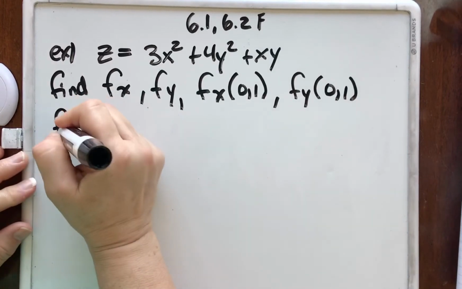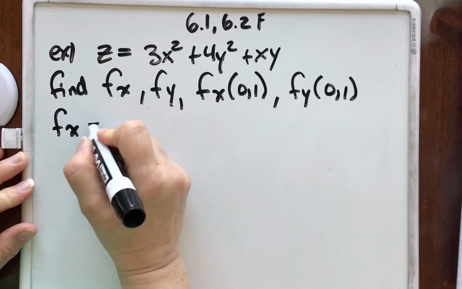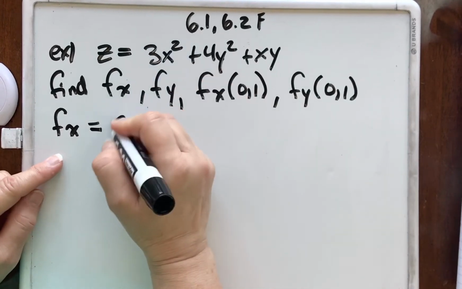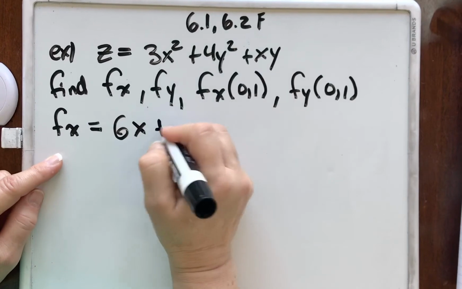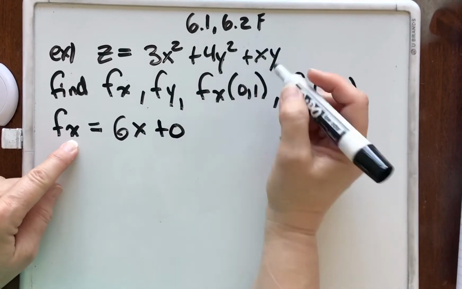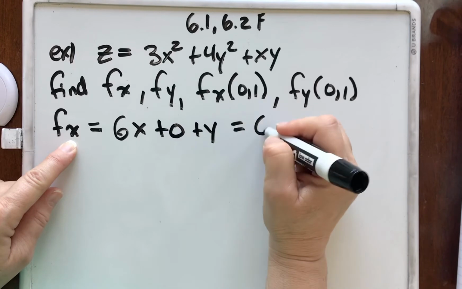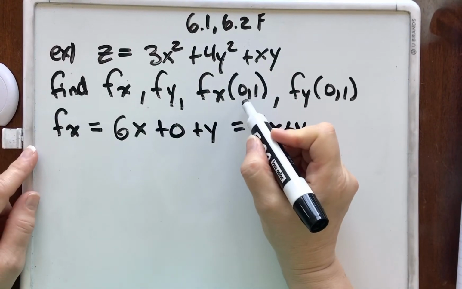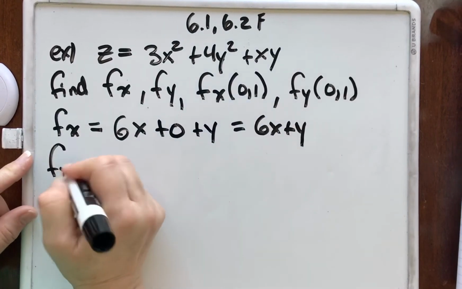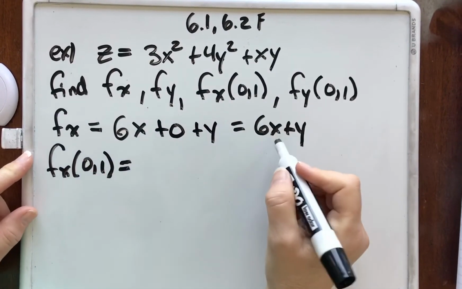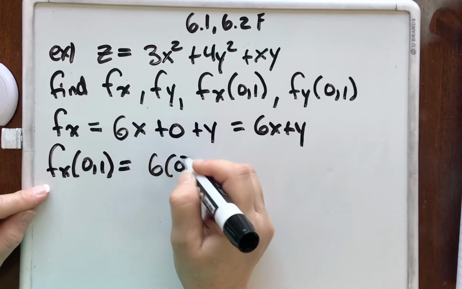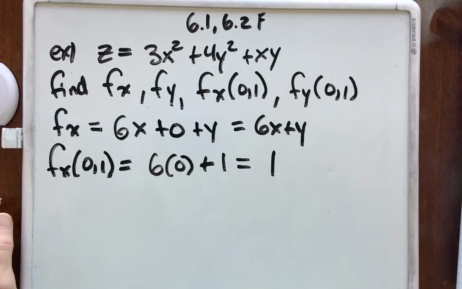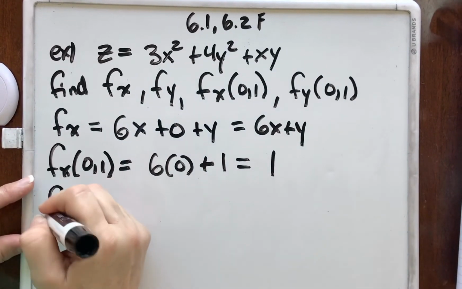Okay. Partial derivative with respect to x. X is the variable, y is a constant. We have 3x squared, so we have 6x. This is 0, and this, x is the variable, so this is just y. So our answer is 6x plus y. Let's go ahead and put in this point now. I'm going to put a 0 there. Put a 1 in the y, so it's just 1. Let's do the next one.